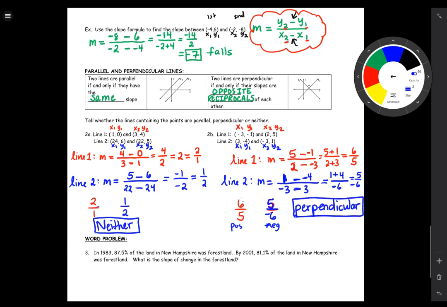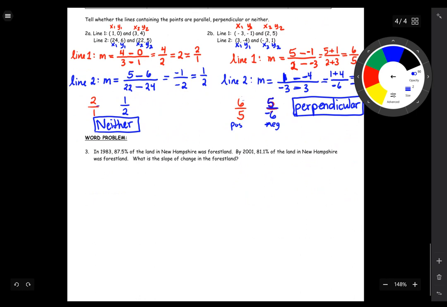Right. Last problem, a word problem. In 1983, 87.5% of the land in New Hampshire was forest land. By 2001, 81.1% of the land in New Hampshire was forest land. What is the slope of change in the forest land? So that's what we mean by rate of change. So let's write down the years as our x value. So 1983, and we had 87.5%, so as a decimal, that's just 87.5.